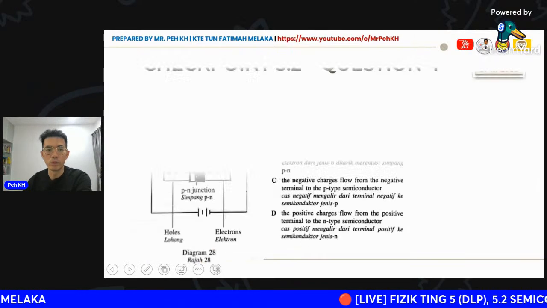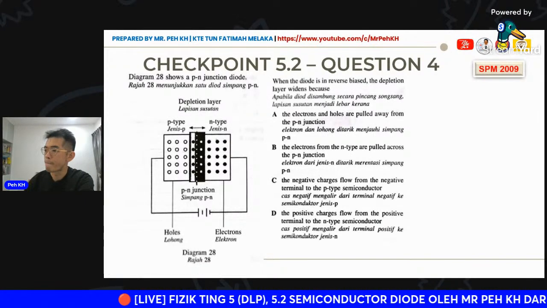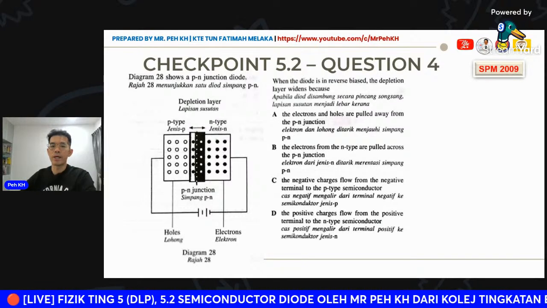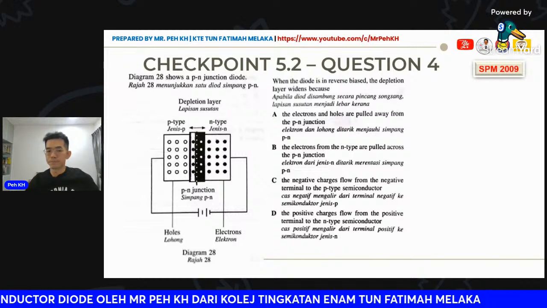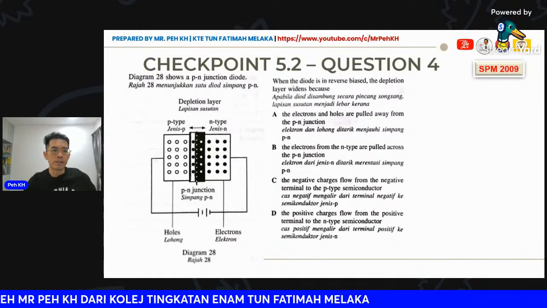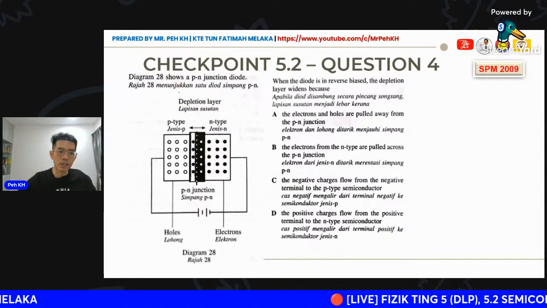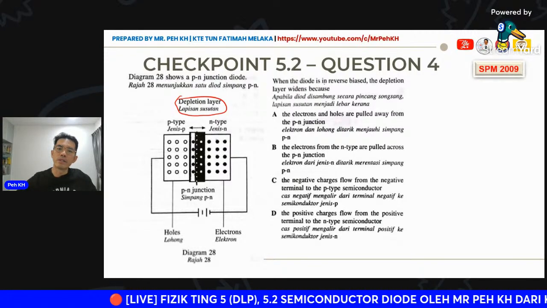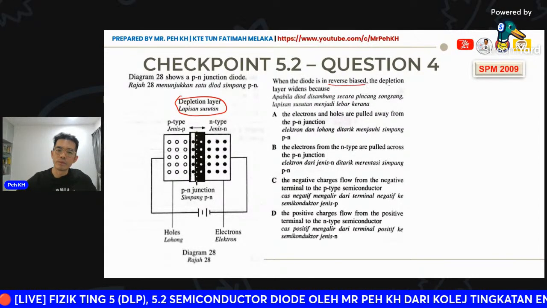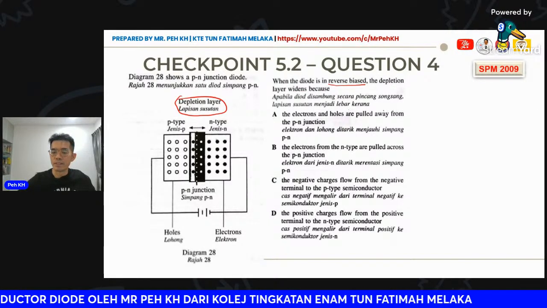So now we go to a checkpoint question again. Students, you may show your answer in the chat room, so that I know that you understand the discussion we went through just now. Here, diagram 28 shows a PN junction diode, referring to the depletion layer. When the diode is in reverse bias, the depletion layer becomes wider. So what is the reason?